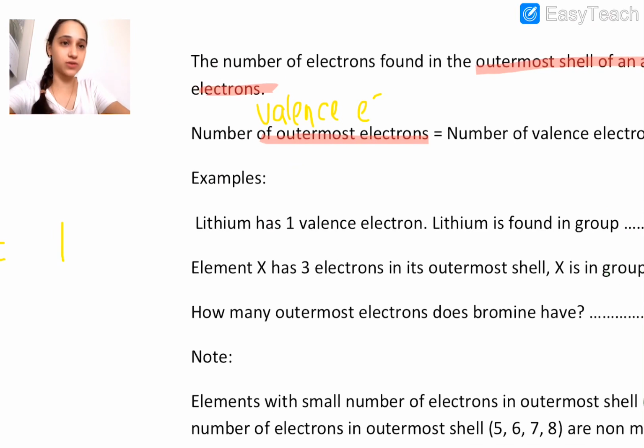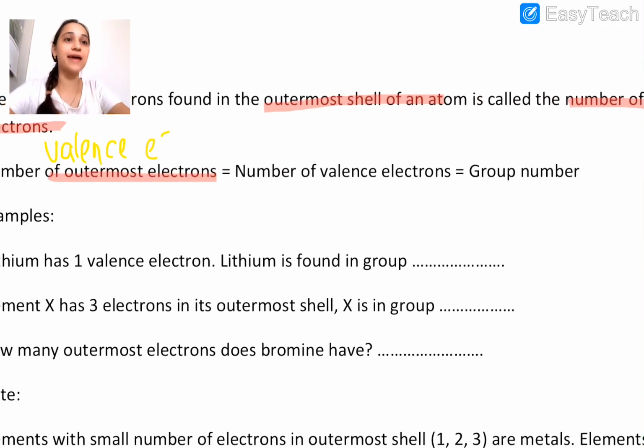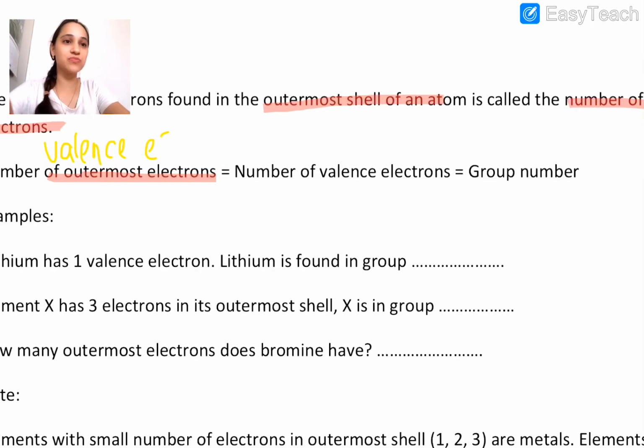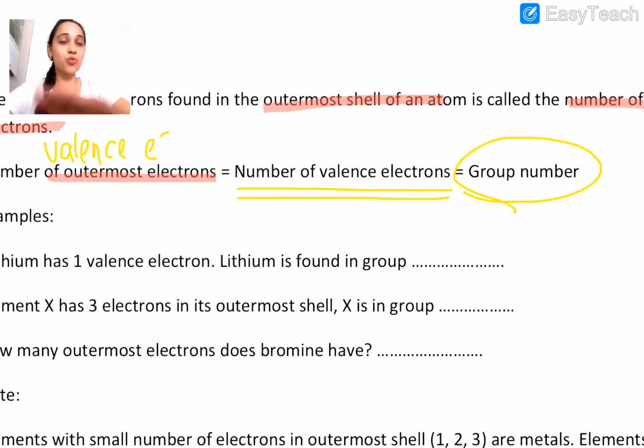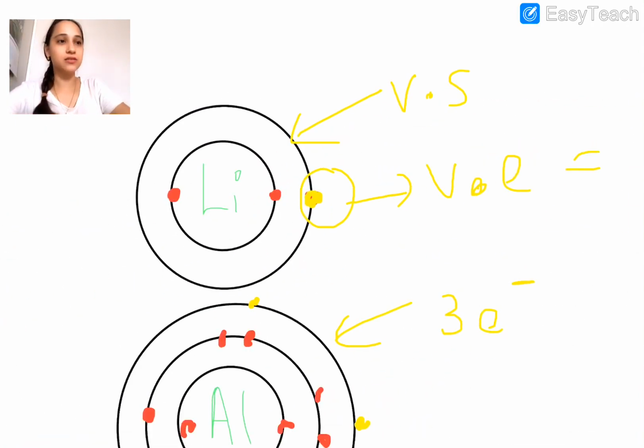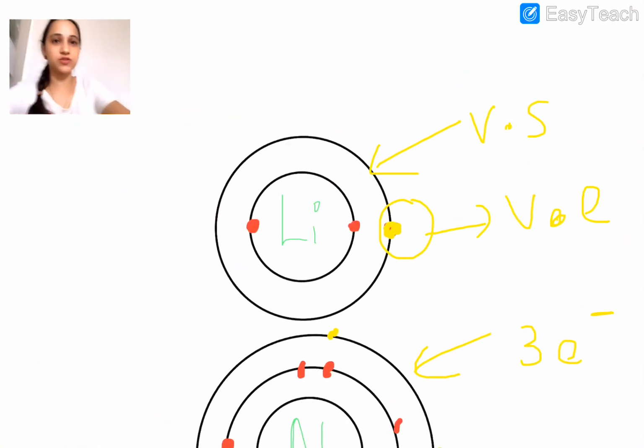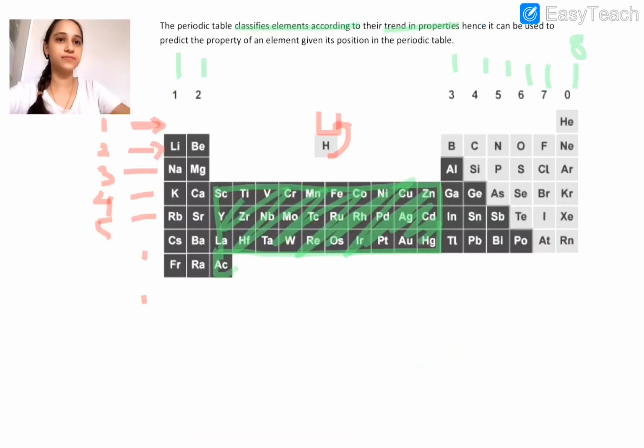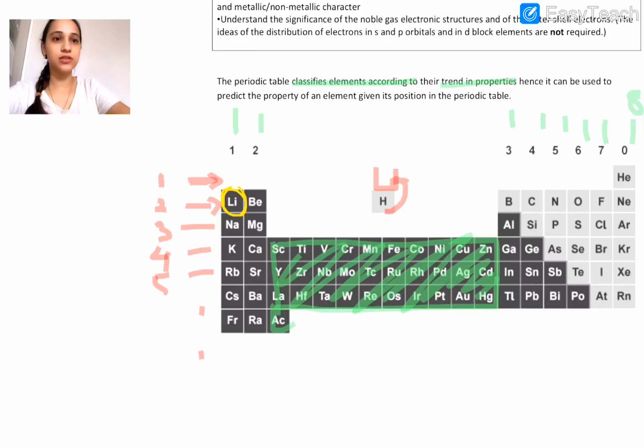Valence electrons are called outermost electrons, and the number of valence electrons is equal to the group number. So whatever group it is, it will have that number of valence electrons, and whatever number of valence electrons an element has, it will be found in that group. Let's see. Lithium has one valence electron, so it should be found in group 1. Let's check. Lithium, you see here, it's found in group 1.